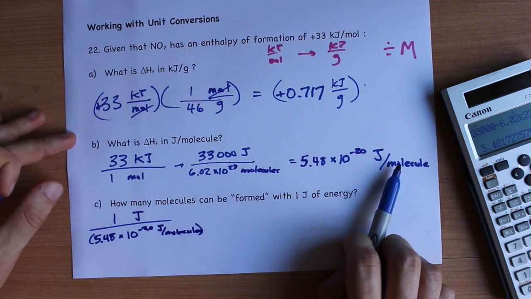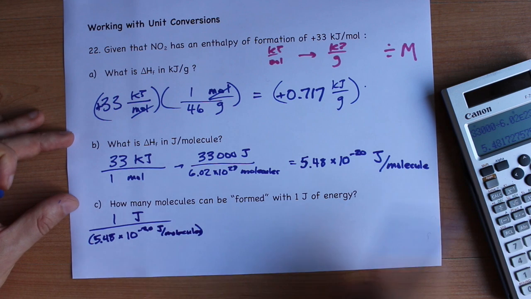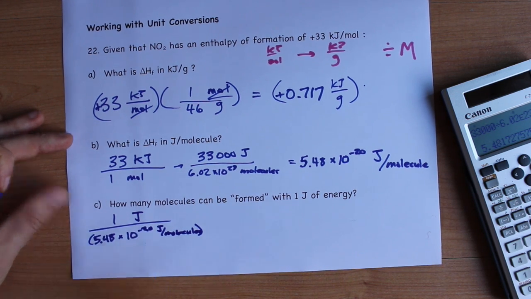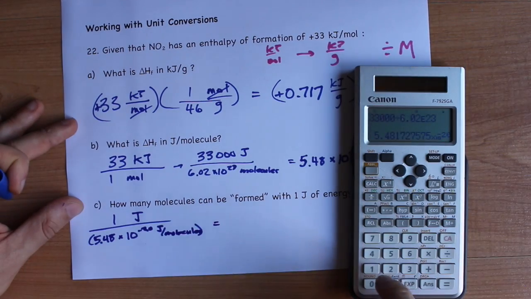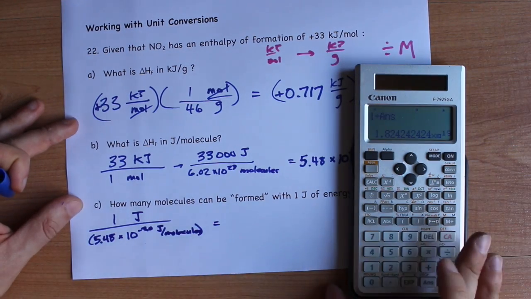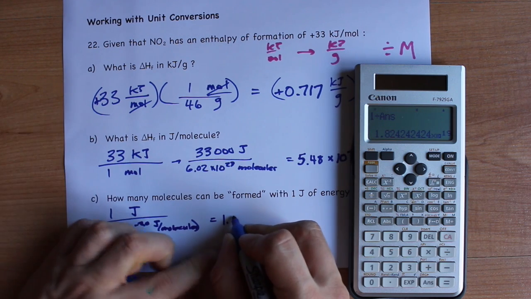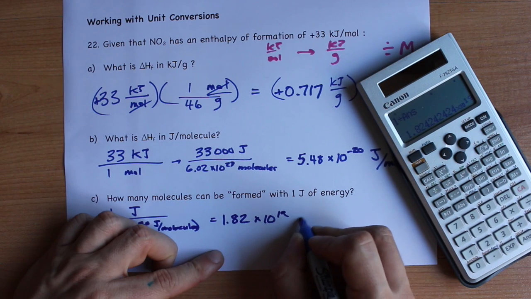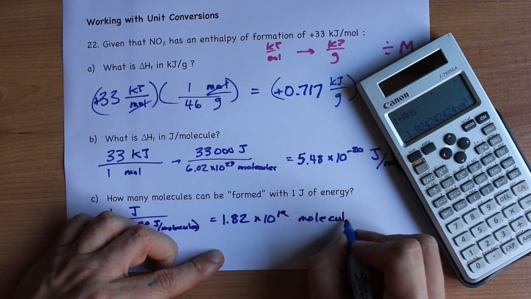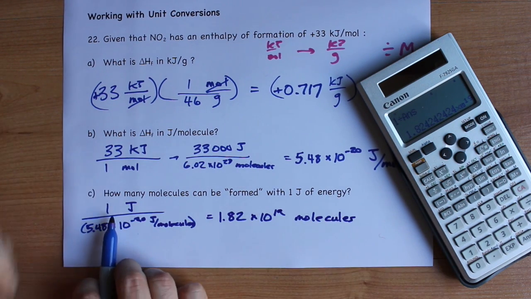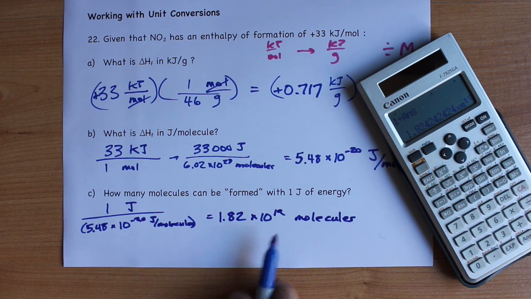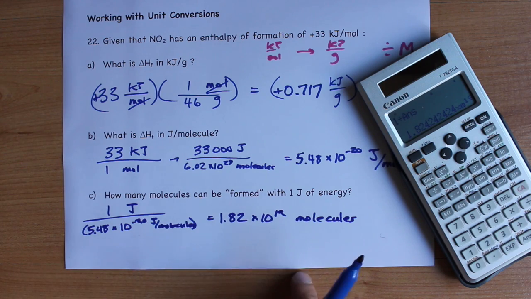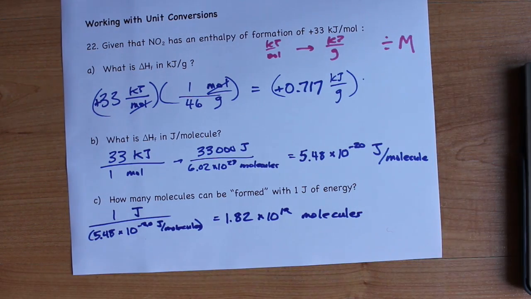But again, 1 molecule needs this much energy, so I break my 1 joule or divide it up into packets that are this small. 1 joule divided by that answer gives me 1.82 times 10 to the power of 19 molecules, which probably seems like a lot of molecules for a single measly joule of energy, but that's not even close to a full mole. A full mole is 10 to the 23. Cool? Cool.